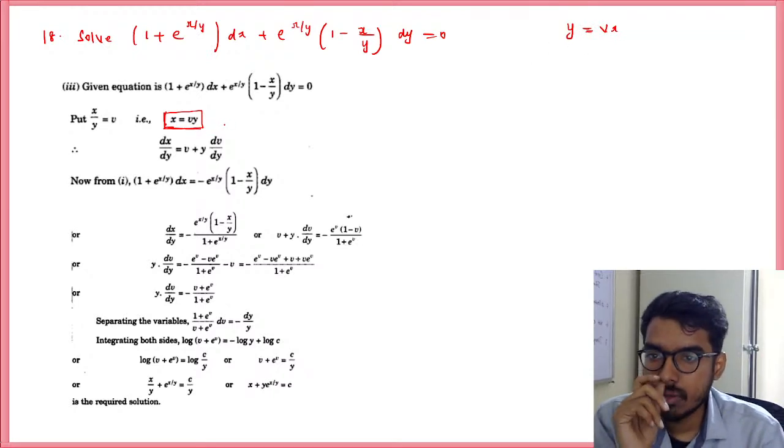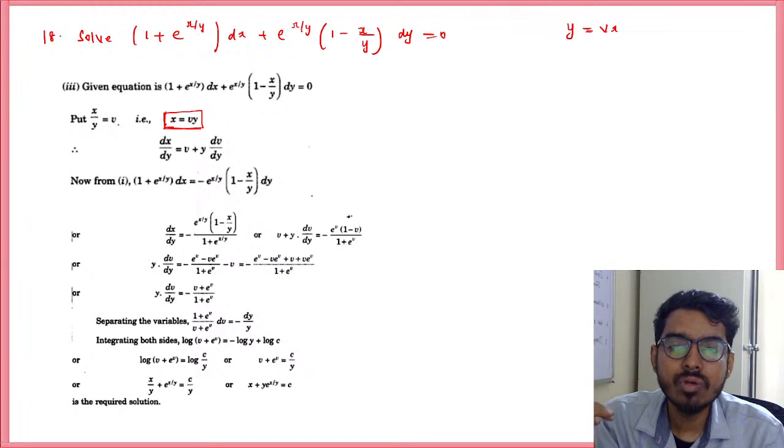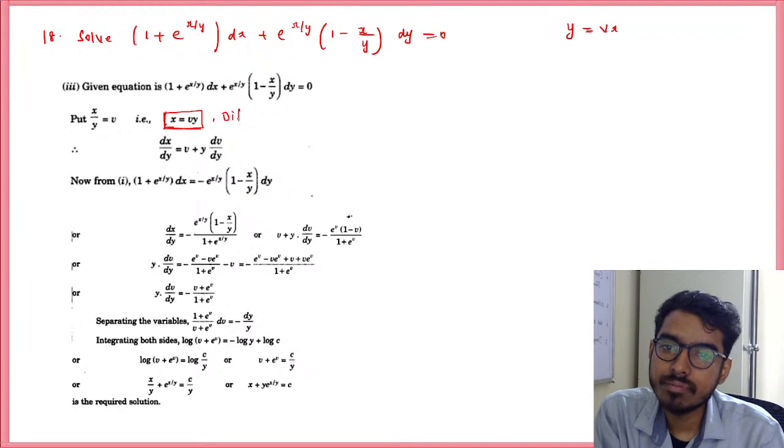Usually we will put y by x to be equal to v, and then y is equal to vx, right? But here they are using x equal to vy. Now differentiate with respect to y, right? That means dx by dy is equal to v plus 1 plus y into dv by dy.